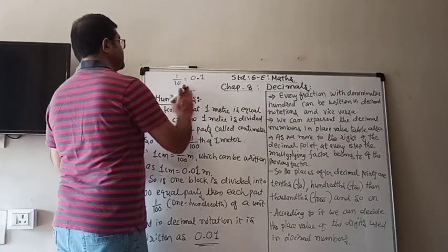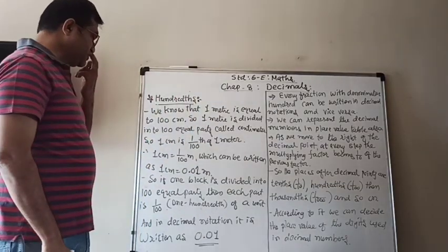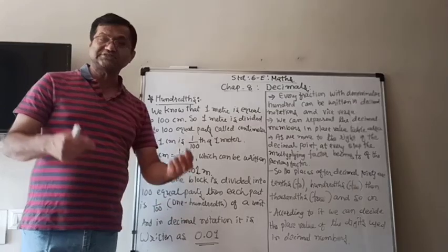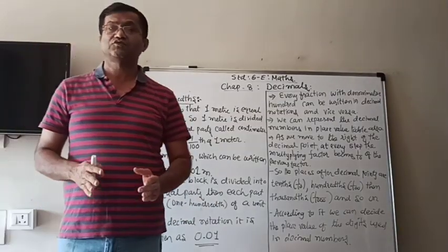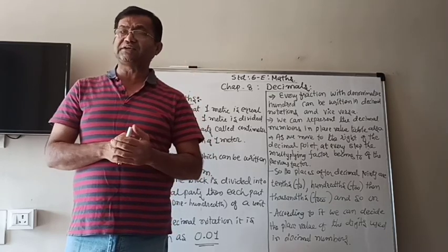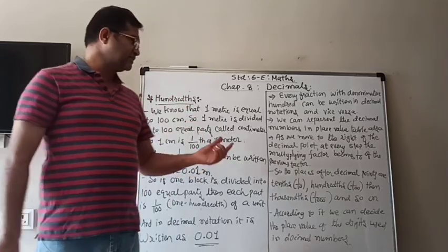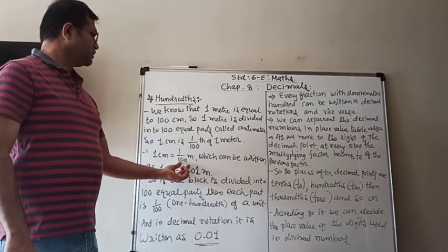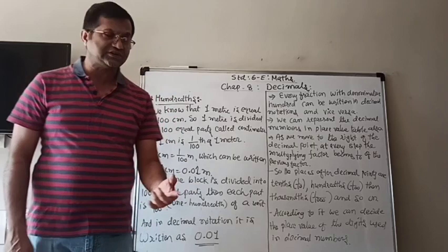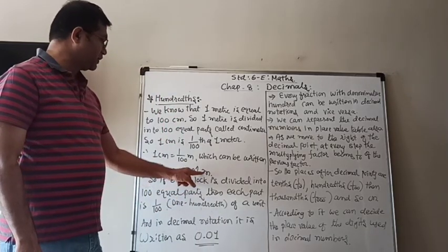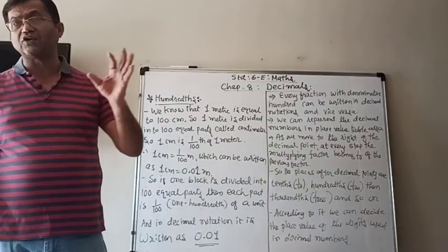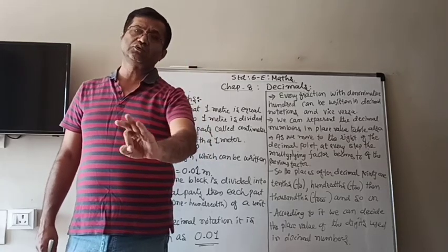So 1 centimeter is equal to 0.01 meter, because it is the 100th part of a meter. When the 100th part is written as 1/100, and as there are 2 zeros, there must be 2 digits after the decimal point. So it is written as 0.01. If it is 2/100, then you will write 0.02, and so on.